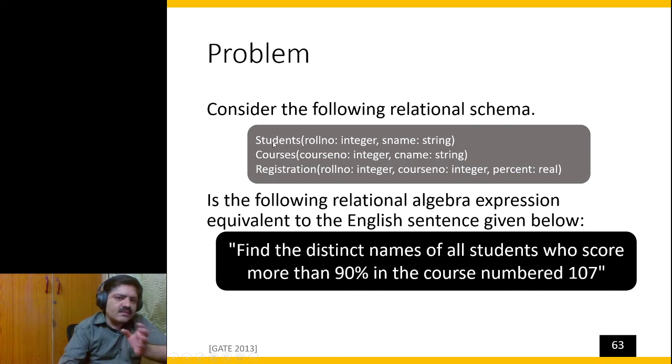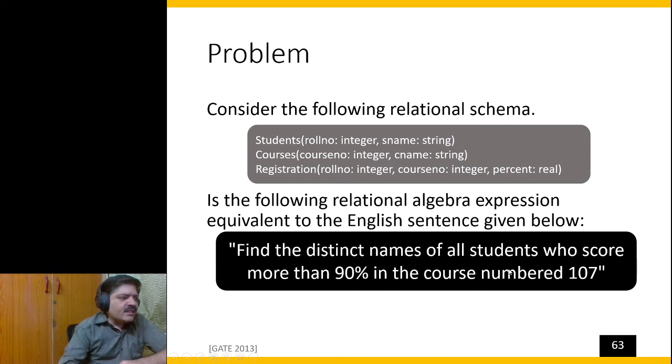And the students relation has a roll number, which is an integer, and a student name, which is of type string. Okay, so this gives you a structure of the data that you have, and we call that a schema. Now the question is: is the following relational algebra expression equivalent to the English sentence given below? So let's first look at the English sentence, then I'll show you the relational algebra expression.